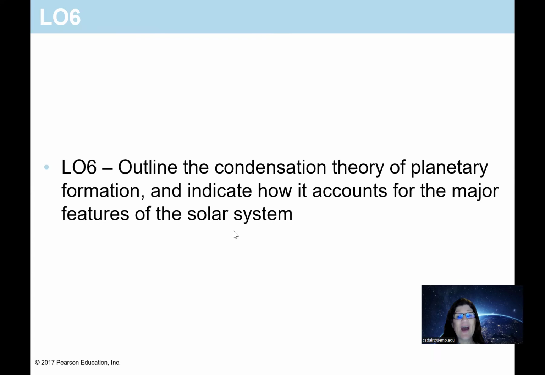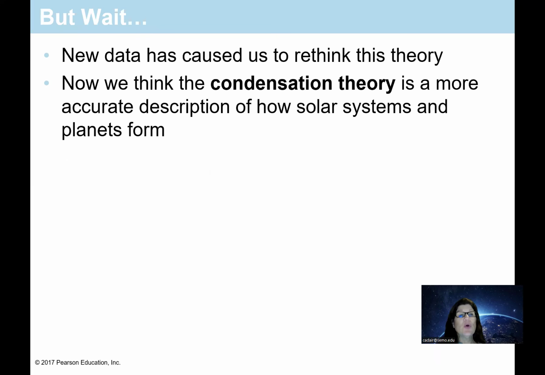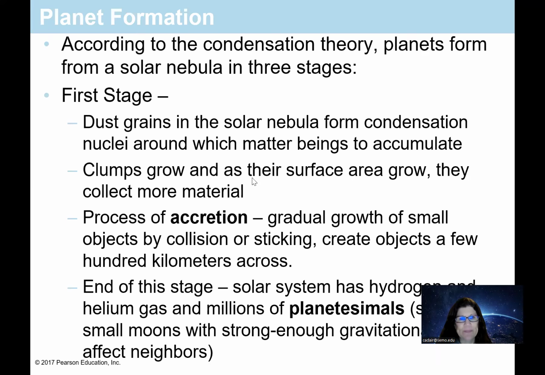So we're going to talk about the condensation theory of planetary formation. Okay, but wait, new data has caused us to rethink this theory. So we had this other theory of consolidation and everything, but now we have this condensation theory, which I'm going to talk about. The slides don't have much of the old theory, but you'll live. So we now think that the condensation theory is a little bit more accurate description of how solar systems form.